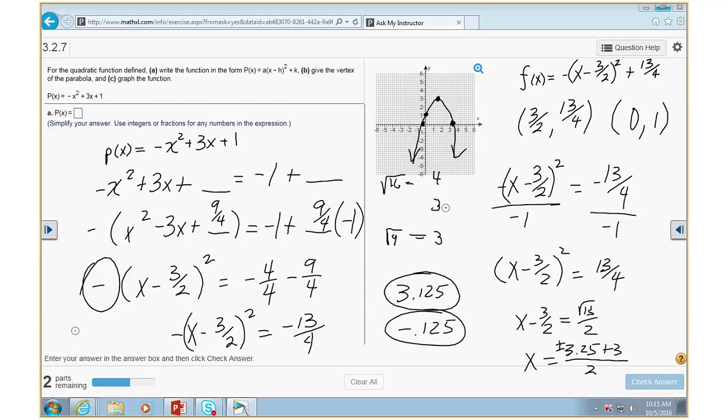3.5 is in the middle. 9 to 16 is 7. Half of 7 is 3.5. 3.5 plus 9 is 12.5.